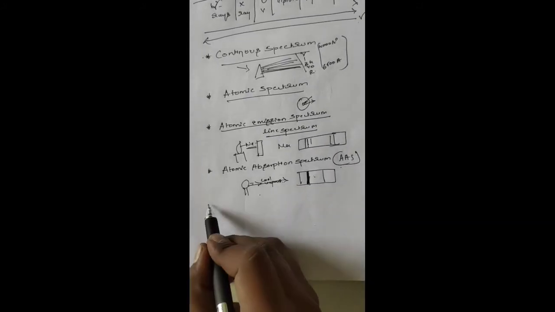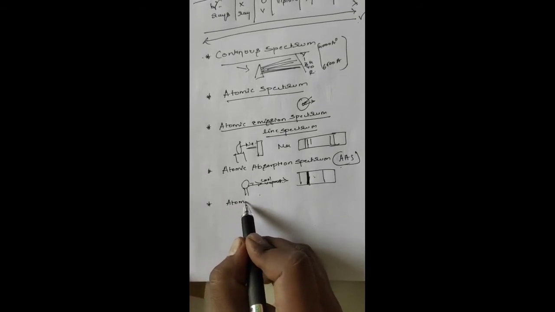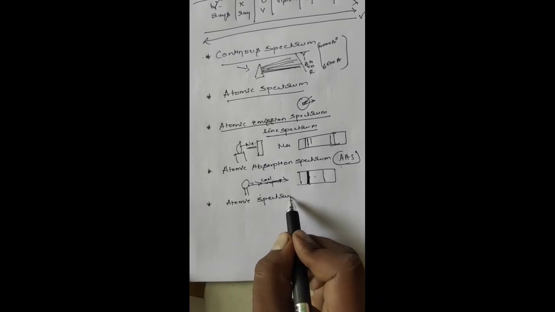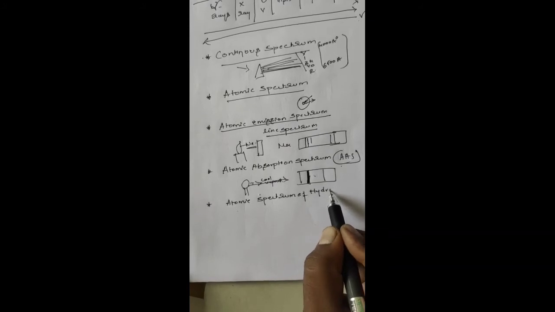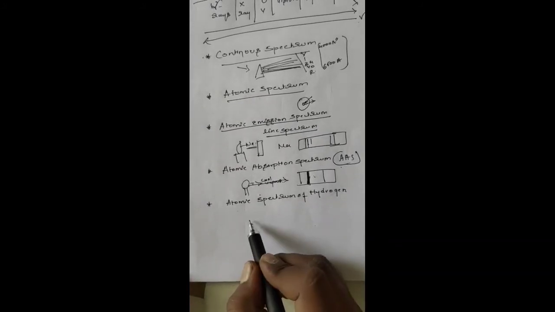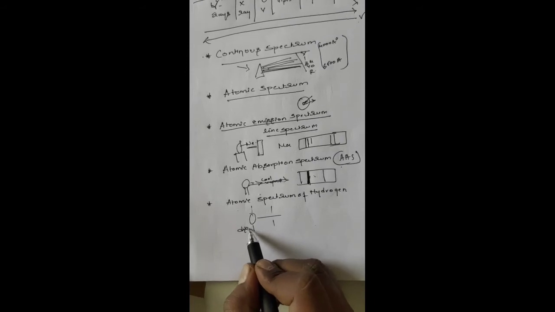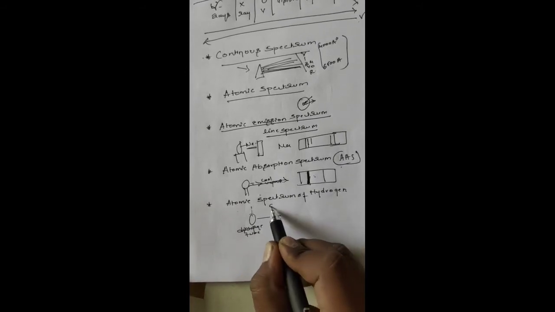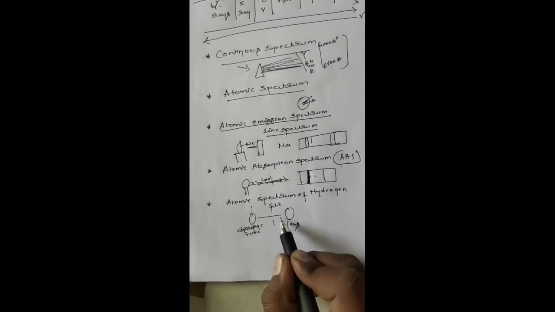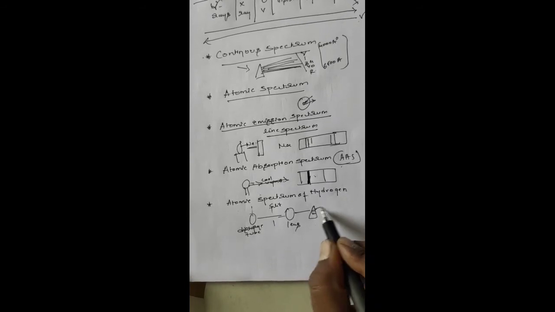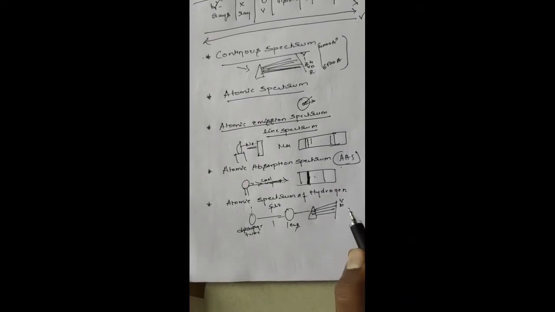Last, we are studying the atomic spectrum of hydrogen. Here we take a discharge tube, pass the light through two slits, keep a lens, and pass it to a prism. We observe four colors: violet, blue, bluish green, and also red. It is called the Balmer series.